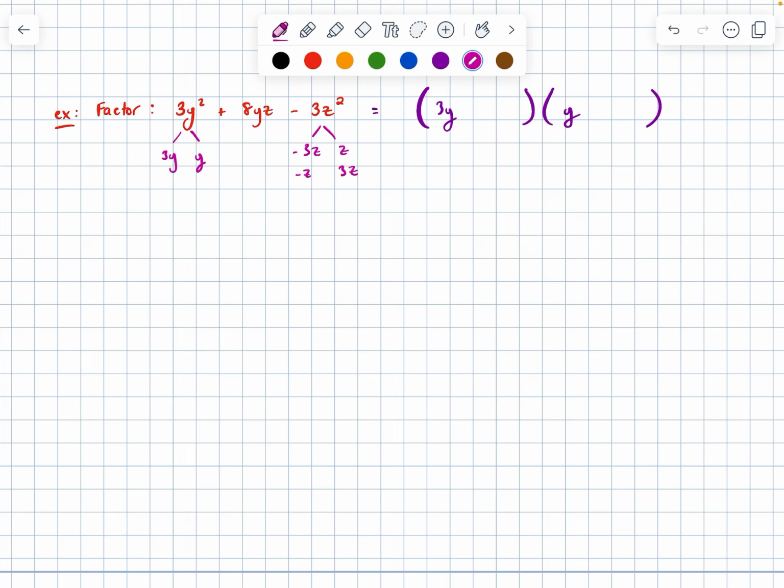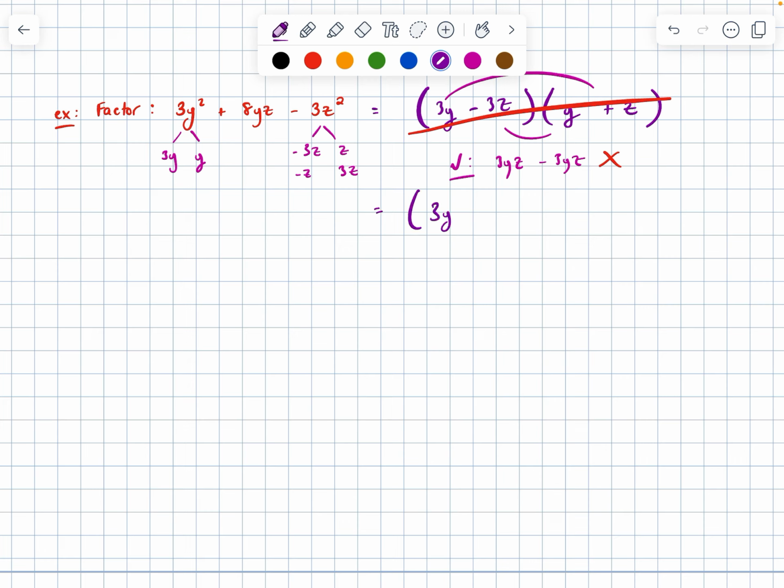Let me try 3y and negative 3z, and then let me try y and positive z. Maybe it works, maybe it doesn't. Only way for me to know is to check. So I'm going to check my middle term. 3y times z gets me 3yz. Negative 3z times y gets me negative 3yz. This guy does not work. This can't be our factored form. So that option didn't work.